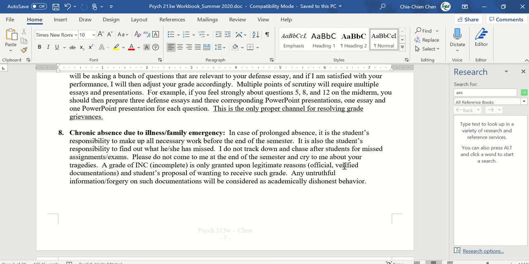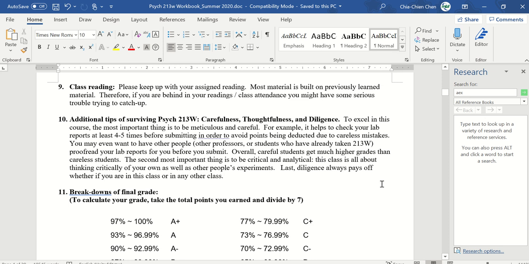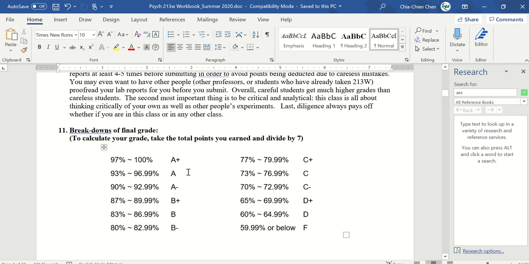The school policy states that you need to have completed a certain amount of work in the class, and maybe only 1 or 2 things are missing from your grade, and there's a reasonable expectation that you will actually complete everything that is needed. Then you can get a grade of incomplete, and you must resolve it by the end of the next semester. Okay, and class reading: I know this is a 15-week class crammed into 6 weeks, so really try to keep up with the assigned reading. And the breakdown of your grades is here.